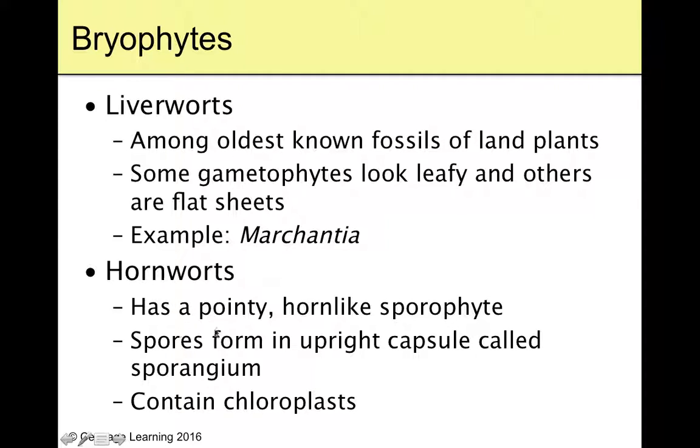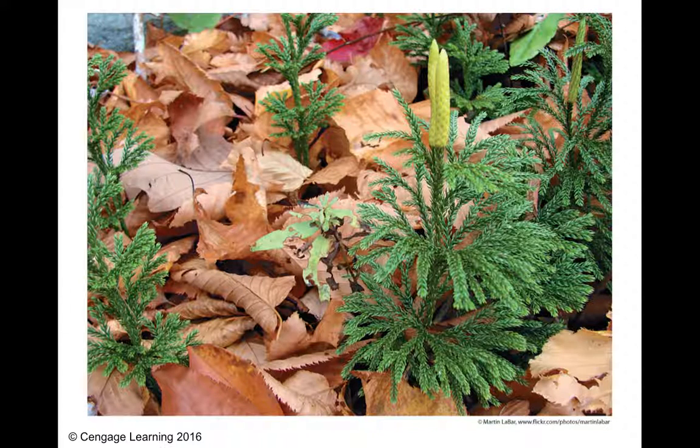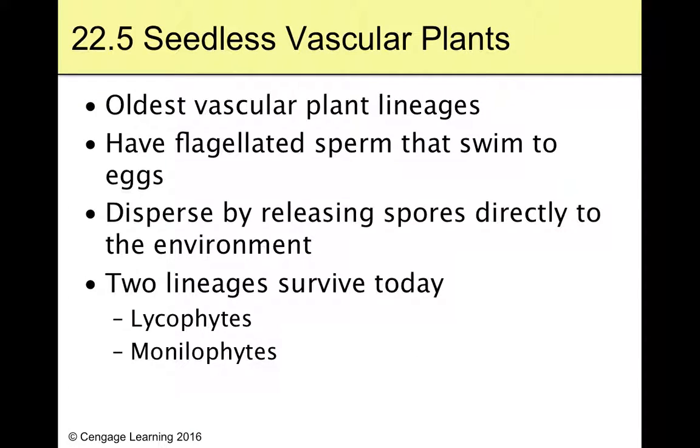And then hornworts, they have a pointy horn-like sporophyte, so basically it just looks like a tiny green pencil that sticks out of the ground. That's about it. The spores form in a little upright capsule called a sporangium, and they do contain chloroplasts because, of course, they're green. Oh, maybe we don't have a picture of them. Oh, that's sad. Okay, I'll get you guys a picture of one to show you in class. So that's liverworts and hornworts.